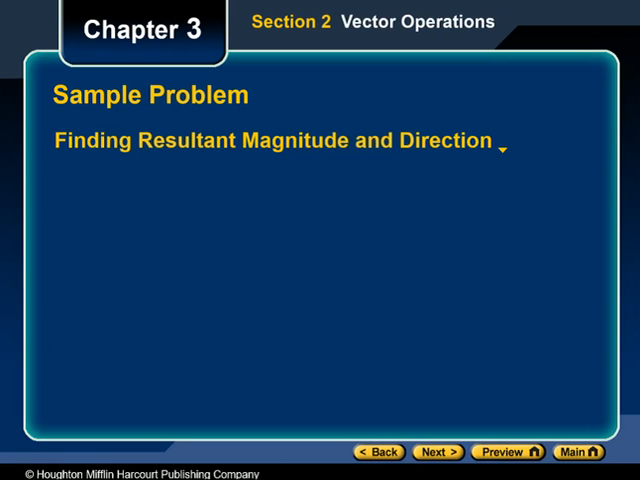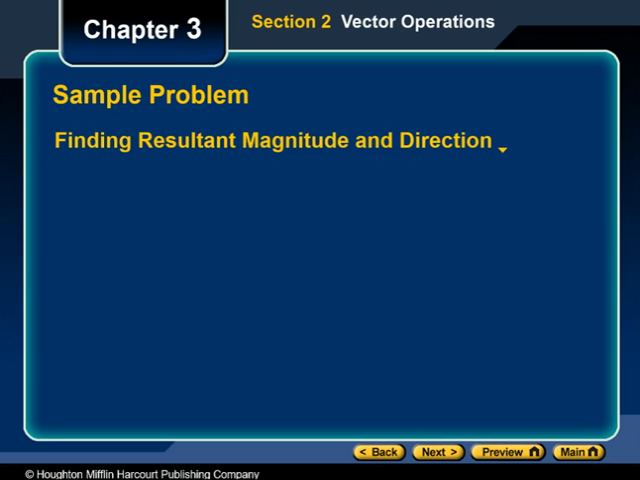All right, let's take a look at a sample problem that is associated with Section 2, vector operations. Here we're going to be finding resultant magnitude and direction. This is going to be very important because these resultants are typically going to be representing vector quantities. Obviously, this section is about vector operations, so we're dealing with vectors. Vectors have both magnitude and direction, as opposed to scalar quantities, which just have magnitude, no direction.